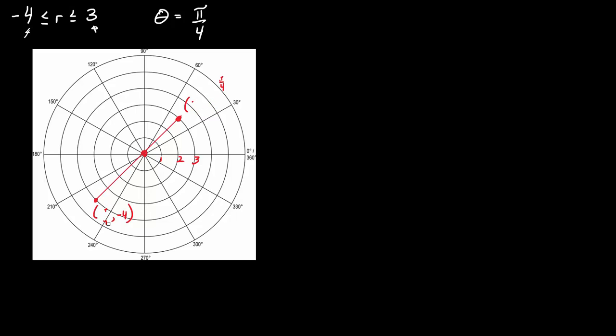So this is going to be 3 comma pi over 4, and this is going to be negative 4 comma pi over 4. So it's negative because my angle starts here and goes until pi over 4. Negative because we are going to the extension of the terminal side, so we're going out here. And all the points that exist between negative 4 and positive 3 along the line pi over 4 will be included. So that's how we have a line segment, for example.